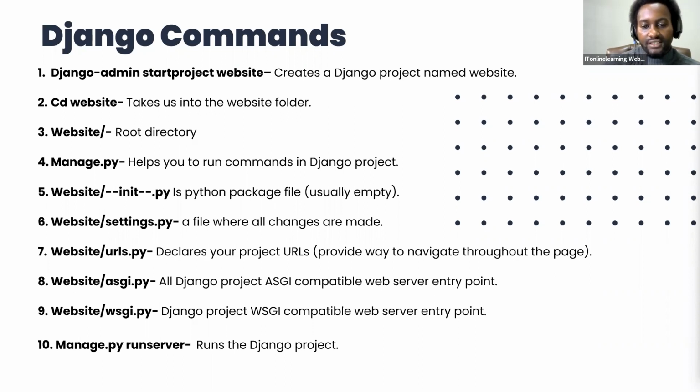website/__init__.py. This is a Python package file. It's usually empty. The website/settings.py is a file where all changes for your Django project are made. The website/urls.py, forgive me, website/urls.py. This is the file for declaring your project's URLs. They provide a way to navigate throughout the page.